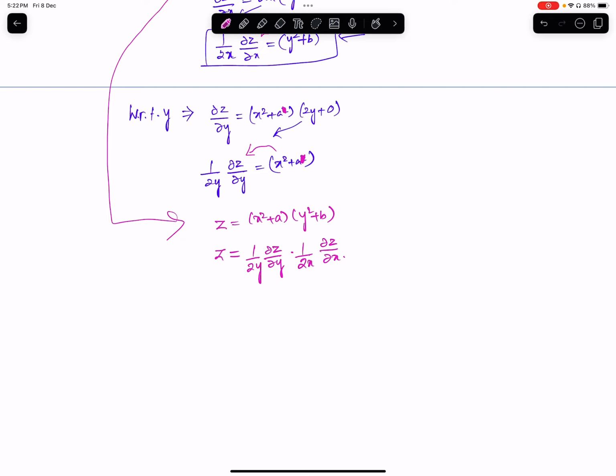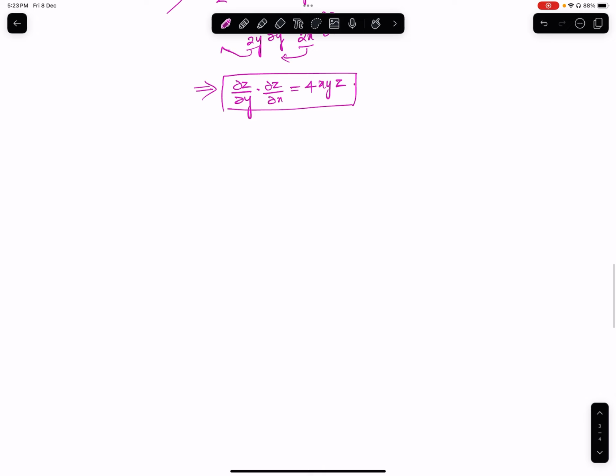If you want to simplify further, it is up to you. What you can do, you can take this 2y to the other side as well as this 2x to the other side. When you take both together, it is 2x multiplied by 2y, that is 4xy. So this PDE can be further simplified as dou z by dou x, dou z by dou y is equal to 4xyz. This is the answer. So that is the part of forming the differential equation by eliminating arbitrary constants.